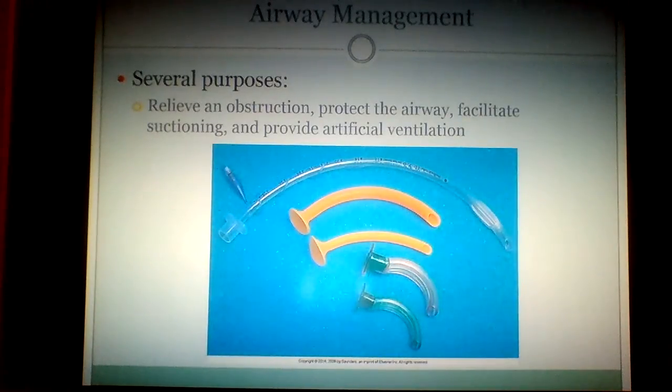Endotracheal tubes can cause damage to the mucosa, so we don't want to keep them for a long time. They're short-term use, 5 to 7 days, and then we have to check cuff pressures, and that was that little balloon I was talking about. So you want to think about that when you're thinking about your endotracheal tube.